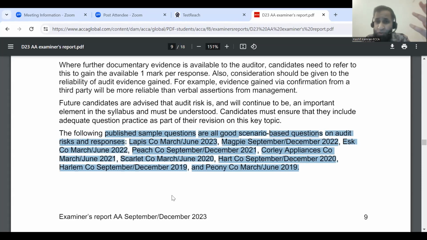I don't know, have you used examiner reports that extensively? So every question you do, will you evaluate your answer of that question with the examiner report or examiner answer? Tell me.